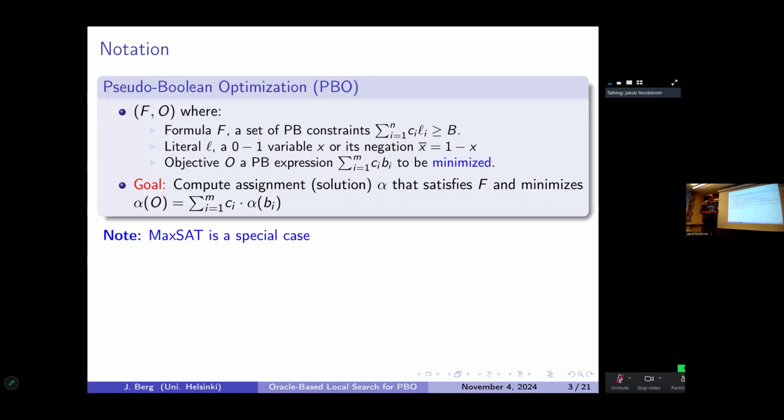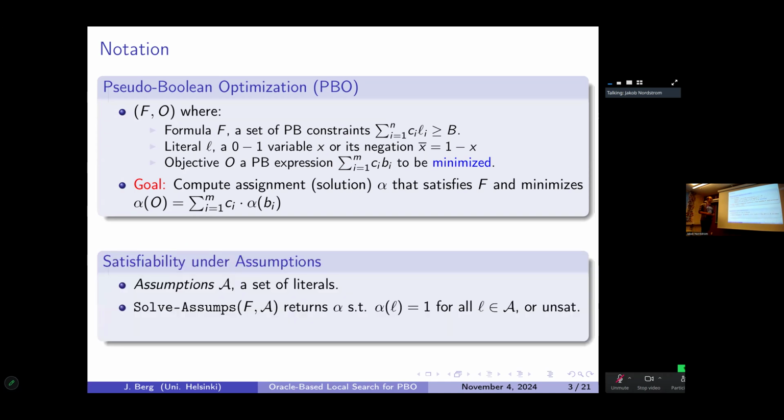For notation, I'll use this. We have a formula, which in the pseudo-Boolean context is a set of constraints. We have 0-1 variables or their negations, and we have an objective, a pseudo-Boolean expression that we want to minimize. The goal is to compute an assignment that satisfies all of these constraints and minimizes the cost. That should be fairly straightforward. And note that MaxSAT is a special case. You get MaxSAT from this by restricting these constraints to be at-least-one constraints, so clauses.